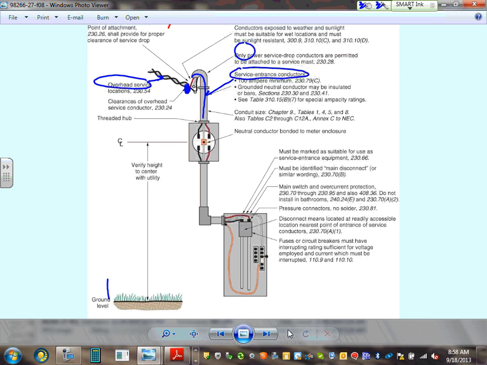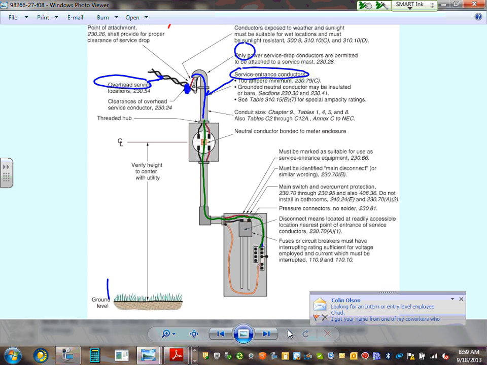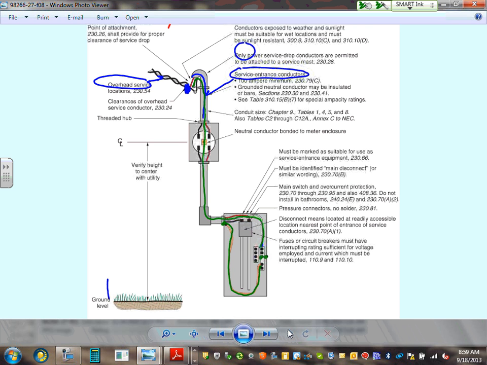Can you guys see the neutral? Here's my neutral. I want to emphasize, I'm going to use maybe the green here. Here's my neutral coming in here, all the way up to this point. Can you guys see what we do for the neutral? We bond the neutral to the enclosure, and we bond the conduits also to this, and then from here we go to the ground. That's where you bond the neutral to the box. And you ground the neutral and you ground the box.